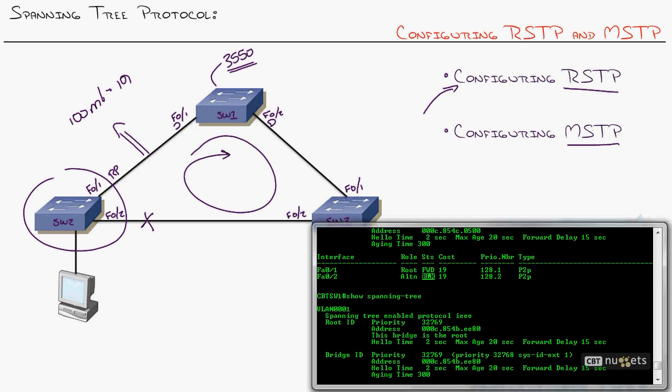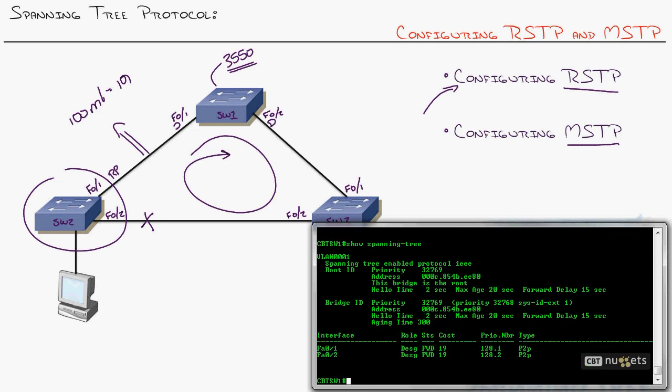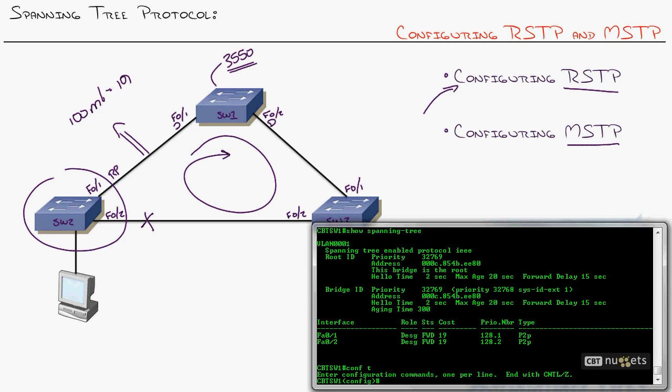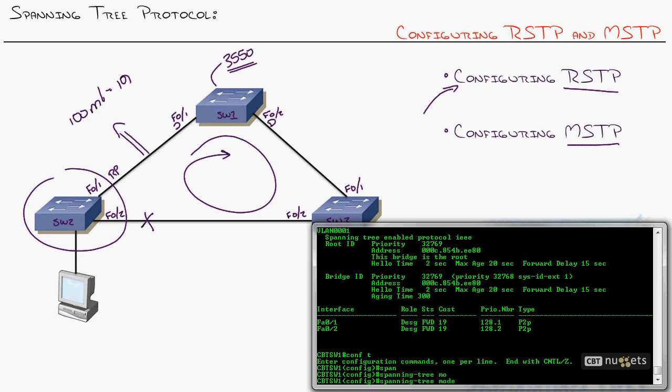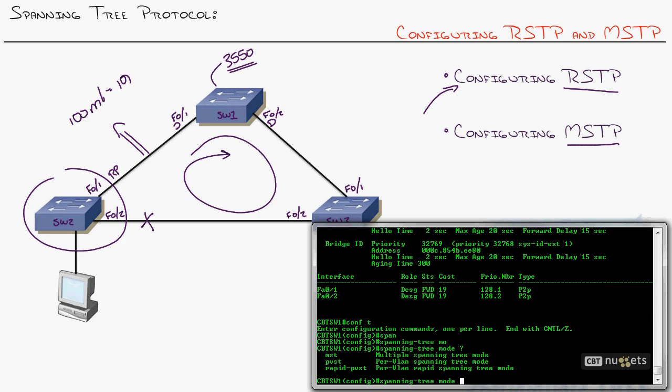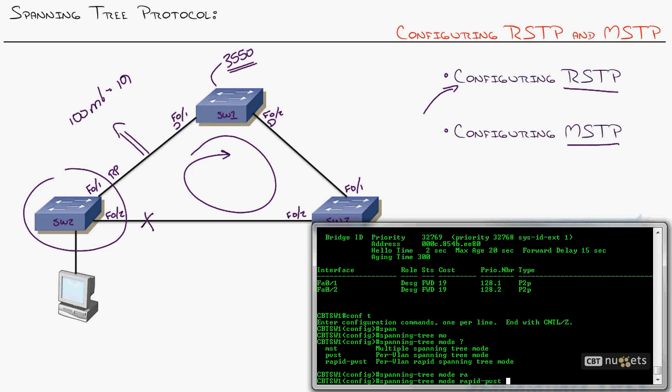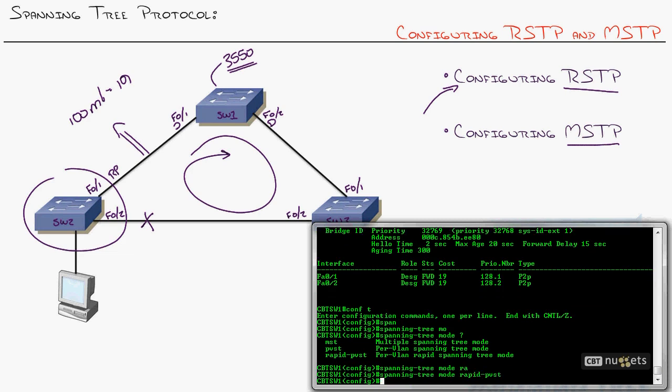Now, when it comes time to convert to rapid spanning tree, it's one of the easiest configurations that you have. Go into global configuration mode, and this is on all your switches. So we'll go to global config and type in spanning-tree mode, and let's just do a question mark. R rapid. I was trying to remember if it was R-PVST or rapid-PVST. So again, Cisco doesn't run rapid spanning tree. It runs rapid per-VLAN spanning tree.